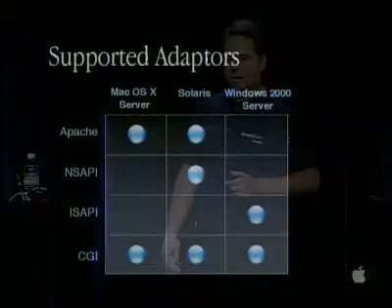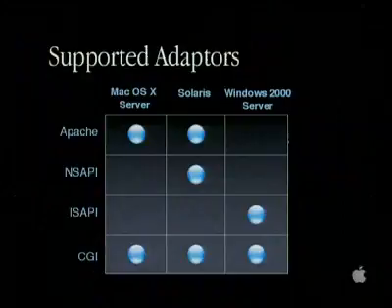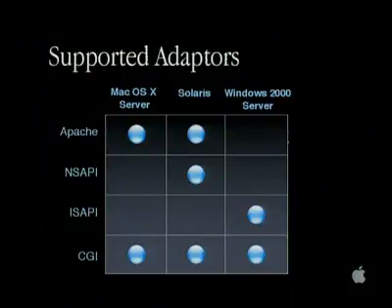Here's a matrix of the supported platforms and supported HTTP server adapters. So we see that macOS 10 Server and Solaris both support Apache. Solaris supports the NSAPI adapter, and Windows 2000 Server supports the ISAPI adapter. And all three platforms support the CGI adapter.